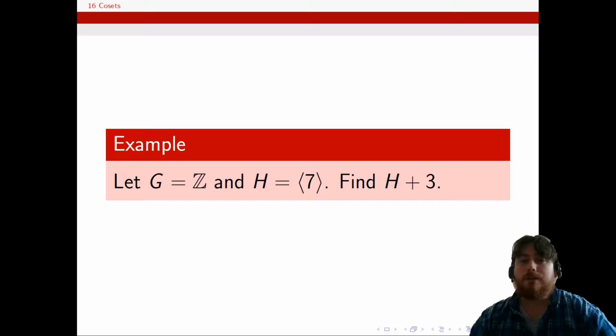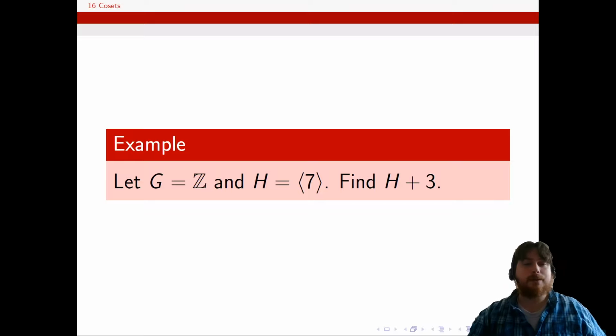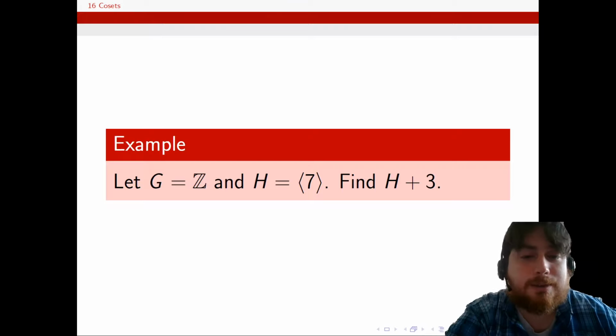All right, so now let's actually look at an example and see how that works out. Let's suppose that G is the integers and H is the group generated by 7. So that's going back to our last lecture. What would the right coset of H look like? So what would H plus 3 look like? I'll let you guys think about that and see if you can give me an explanation.